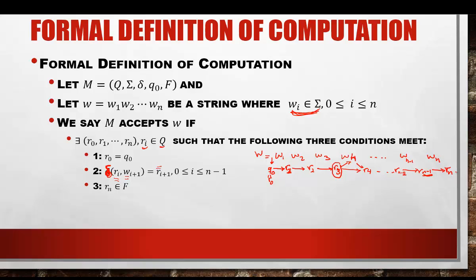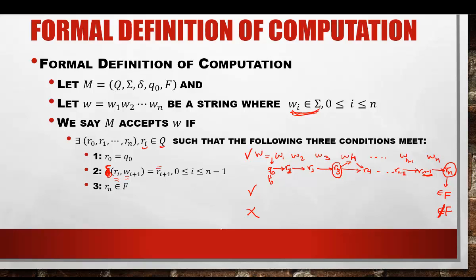Now, this is important. If this state is a member of the accept states, then I say that the string W is accepted, right? Now, if R sub n, the last state, was not a member of the accept states, then that string will be rejected. And this is the formal definition of what a finite automaton's computation does.